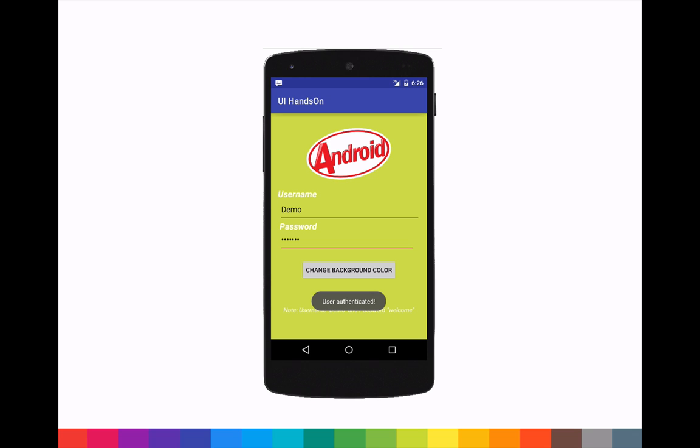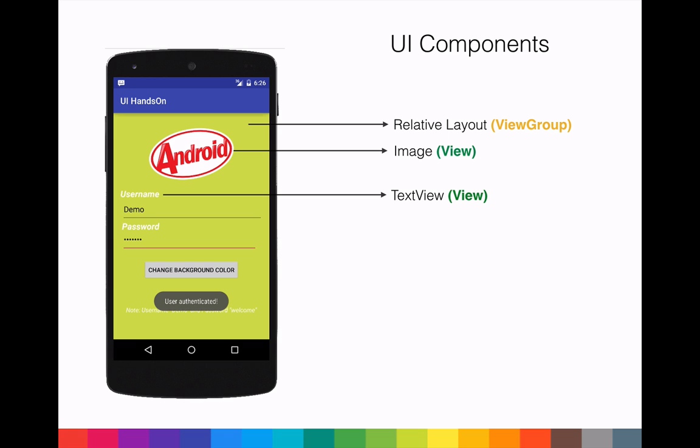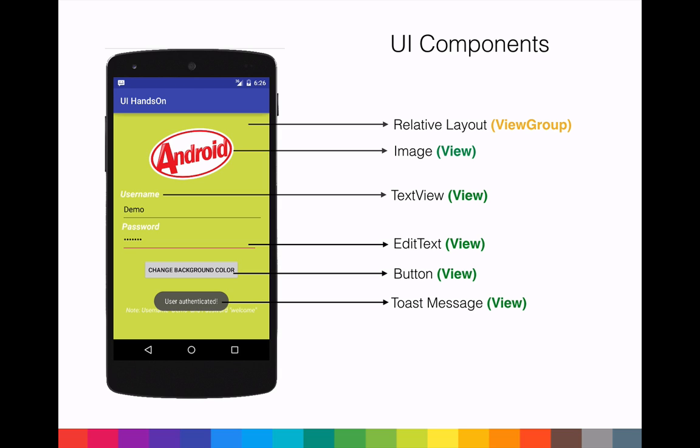You get a toast message which says user is authenticated. Let's get into the anatomy of this screen. Here are the UI components you'll be using to create the screen. The first is a relative layout and an image, and we have a text view, we have edit text, we have a button, and we have a special pop-up message which is called a toast message.